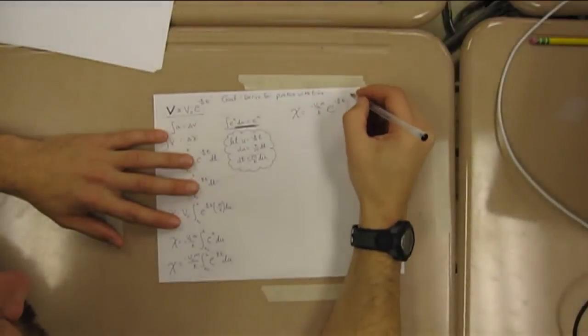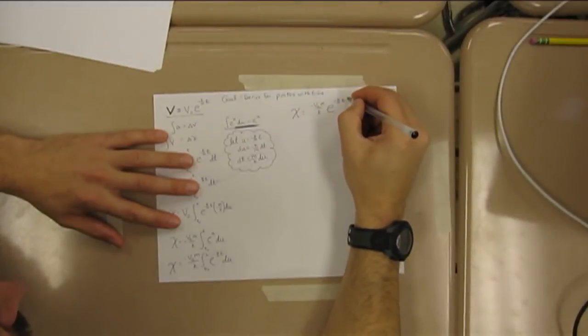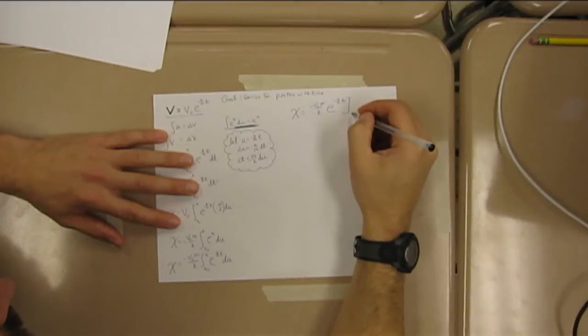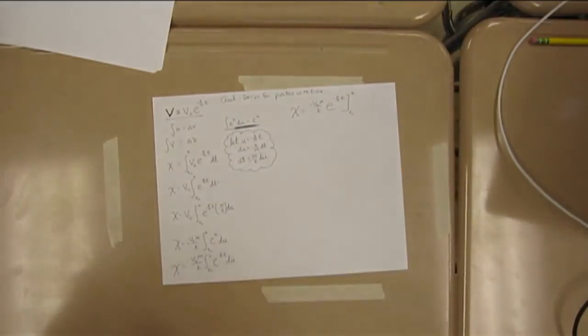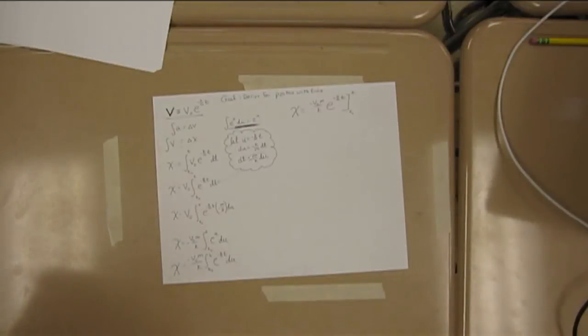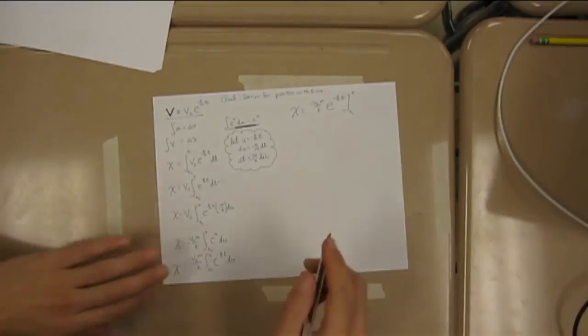But don't forget, did I make a mistake somewhere? No, I'm doing okay. I'm still doing this from time initial to time final. So I think that is right. Okay, that looks good. So let's subtract it out.